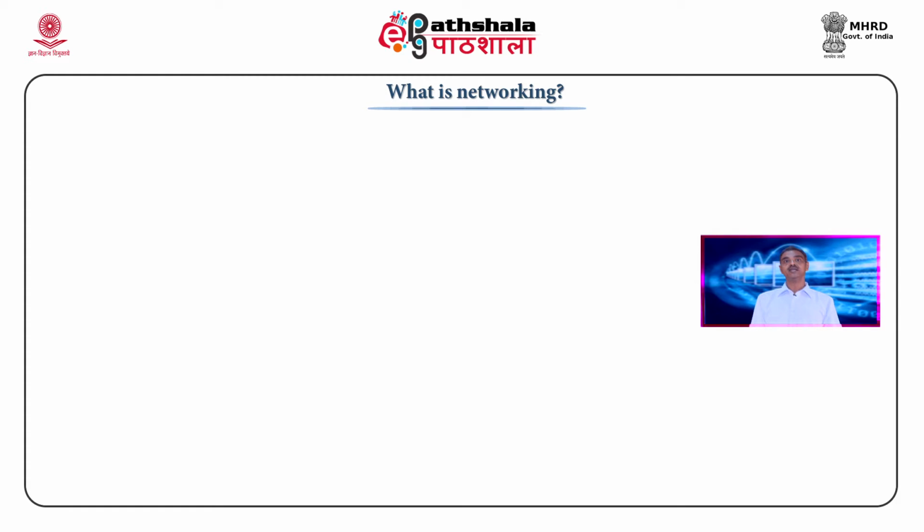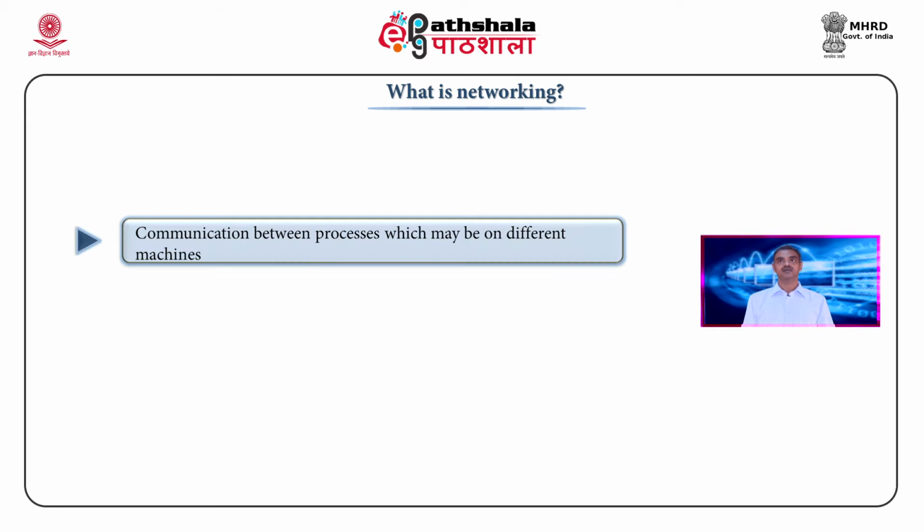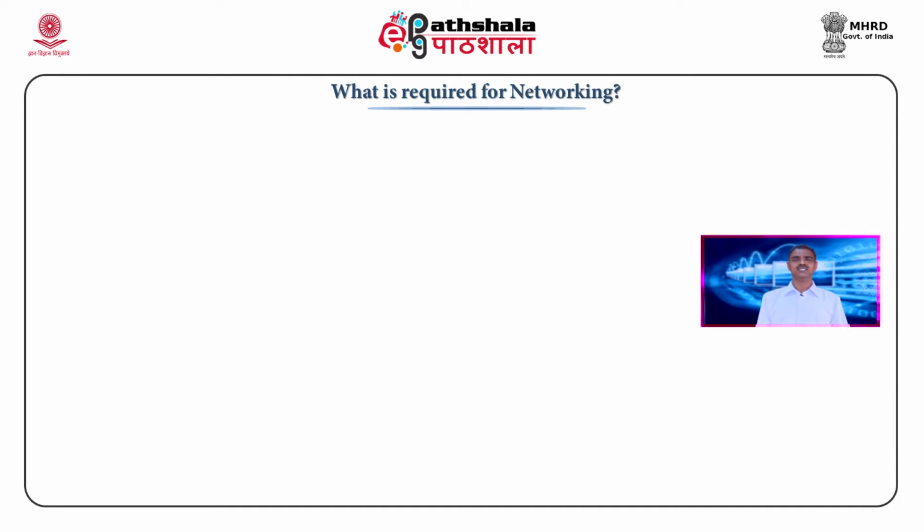Networking is about having communication between processes which may be on different machines. Fine. Okay. So, what is necessary? What is required for this networking? What is the requirement to achieve this kind of networking, to have communication between two processes? This communication is going to be between processes which are running on different machines.